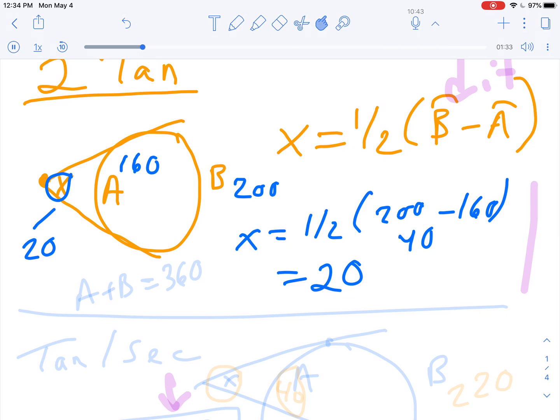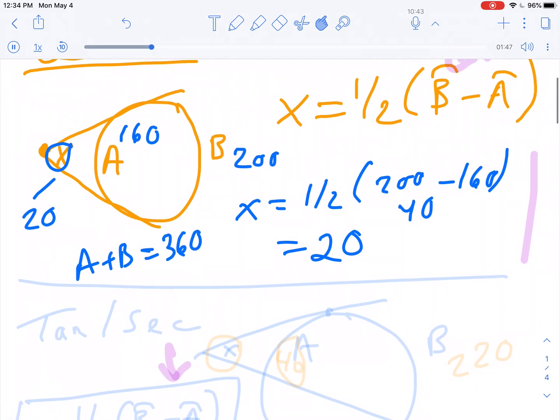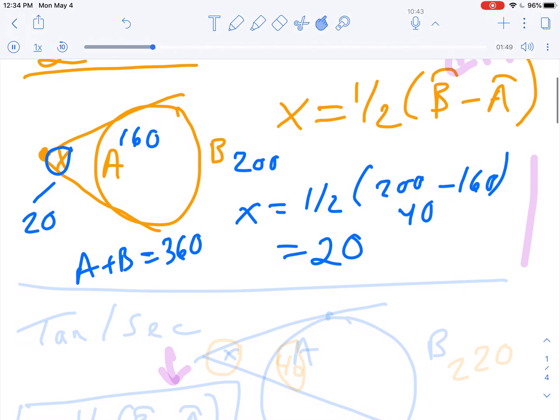Now in your work, you're going to solve for X, you're going to solve for A, or you're going to solve for B. Just remember that A plus B, when you have two tangents, is always equal to 360. That's something you need to be aware of. So when you have two tangents, the angle on the outside where they intersect is 1/2 the difference of the arcs: arc B, the far one, minus arc A, the closest one.